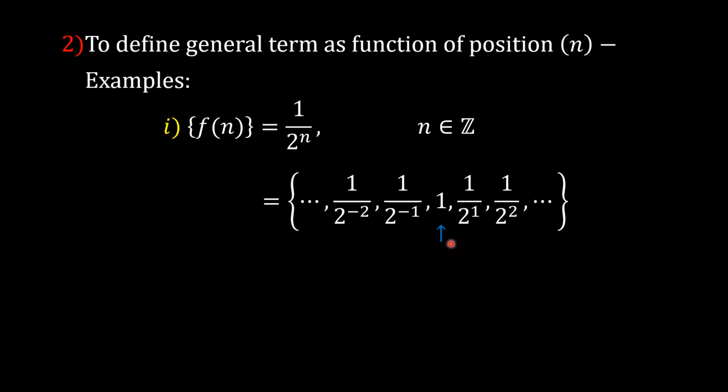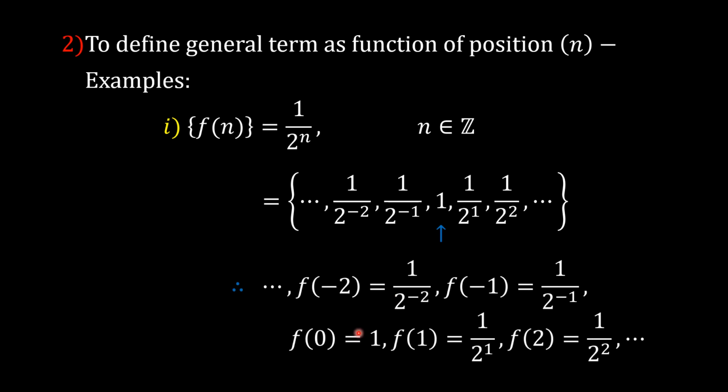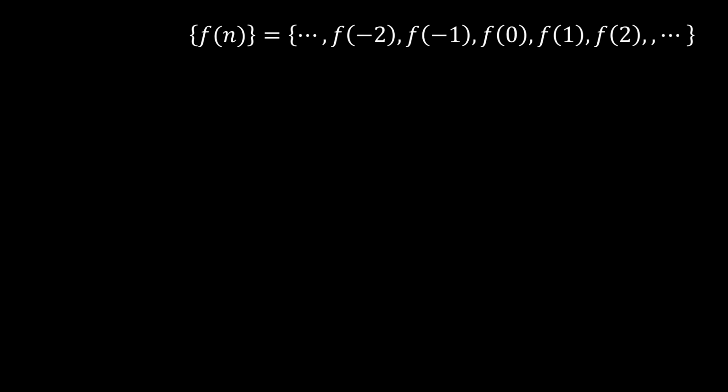So this 1 is the entry corresponding to n equal to 0, which is the zeroth element. So the same sequence can also be written as f of minus 2 equal to 1 upon 2 raised to minus 2, f of minus 1 equal to 1 upon 2 raised to minus 1, f of 0 equal to 1, f of 1 equal to 1 upon 2 raised to 1, f of 2 equal to 1 upon 2 square and so on. Hence f of n in general can be written like this.